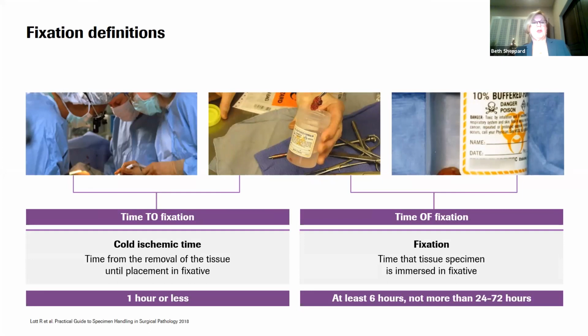So just an understanding of cold ischemia time, it's the time of the removal of tissue until it's placed in fixative. This is the time to fixation. Warm ischemia would be from the time it's clamped off, but right now what we're talking about is cold ischemia, the time, how much time does it take before the sample actually goes into the container of formalin? And then the time of fixation is the time the specimen is actually immersed in fixative. And the countdown of this actually starts from the time it goes into the container, and it also includes the processing time within the automatic processor.